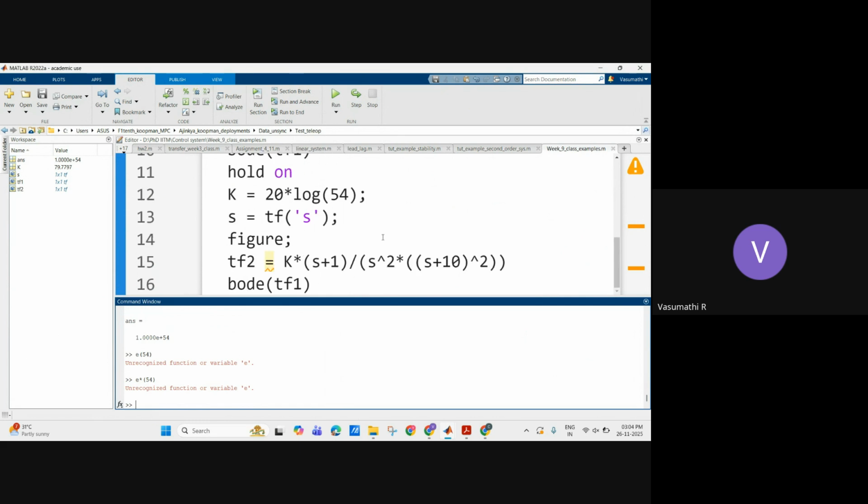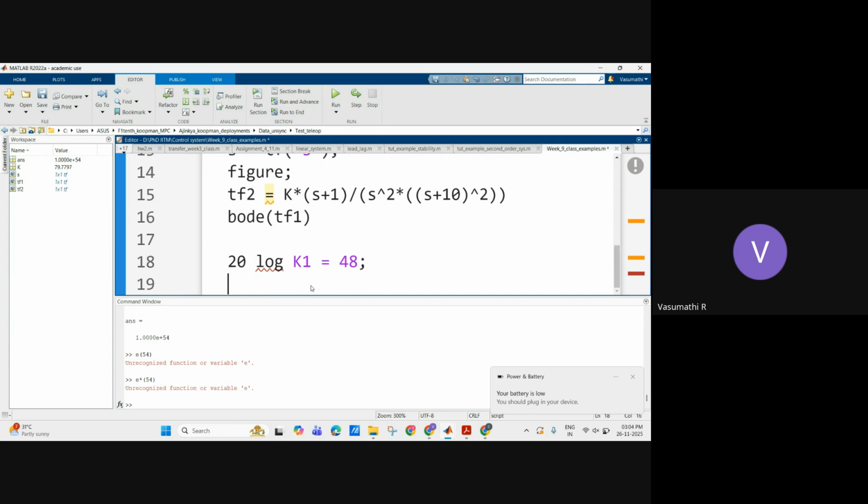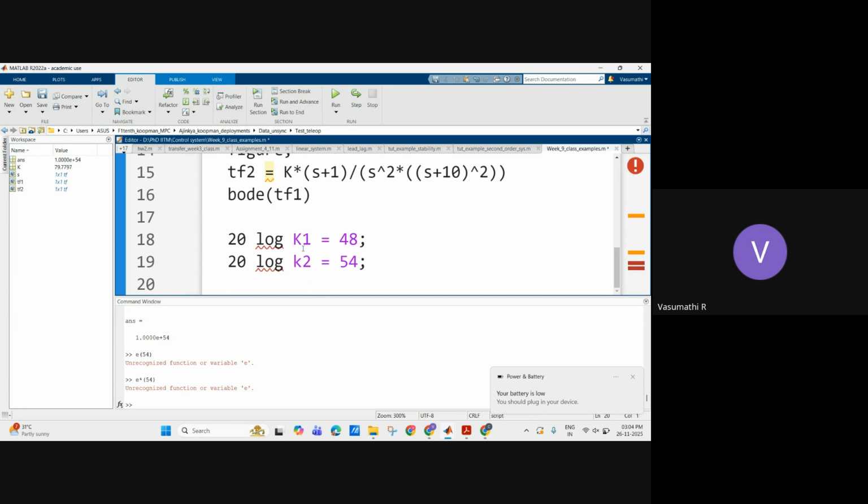Okay, the problem here again is 20 log of k1 is equal to 48. This is one k. 20 log of k2 is equal to 54. This is another k. I have put it here, but if you want to calculate in decibels, it should be here, right? So the k1 in decibels is equal to 48. That's what we found there. I should not have confused this with that. So the 20 log of this gain value is the 54 that has been found from the bode.